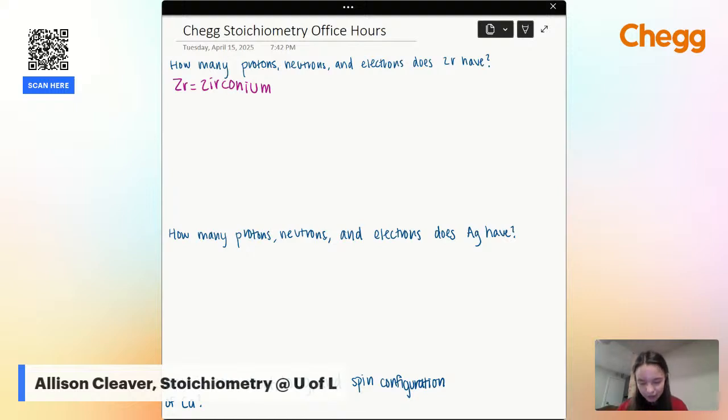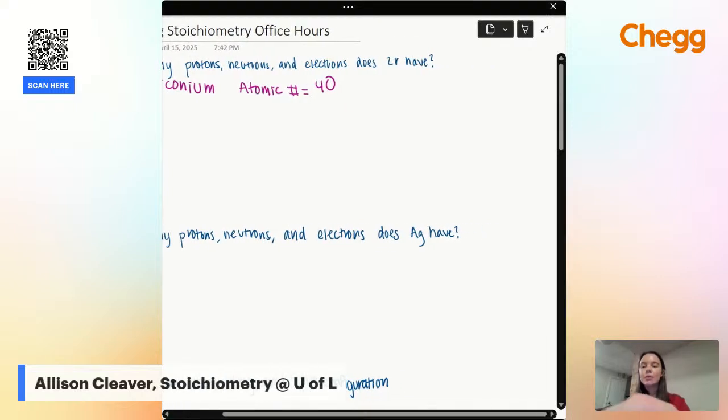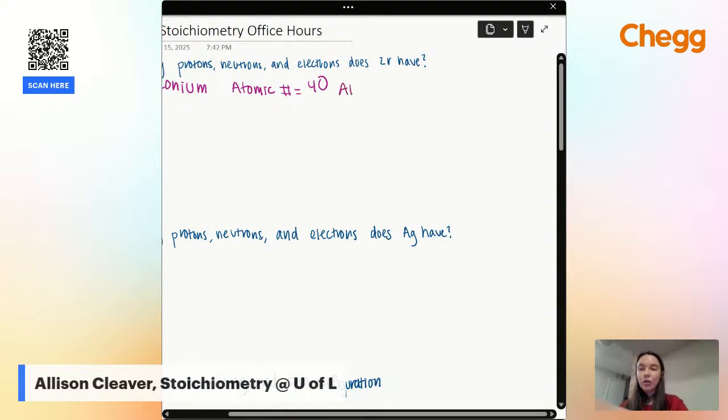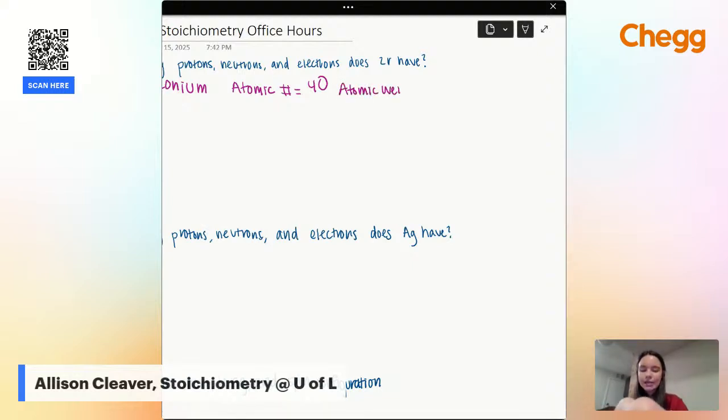So I am looking, this one's a little bit tougher. Okay, it's number 40 on the periodic table. So its atomic number is 40. This is important for what we are going to be doing, which is figuring out the protons, neutrons, and electrons. And then we also want to find out its atomic weight. So that will be the number with the decimal points on the periodic table, which is the atomic weight, is 91.224 AMU. AMU just stands for atomic mass units.